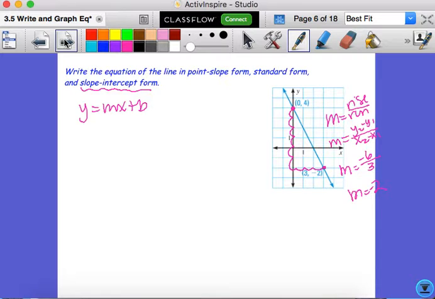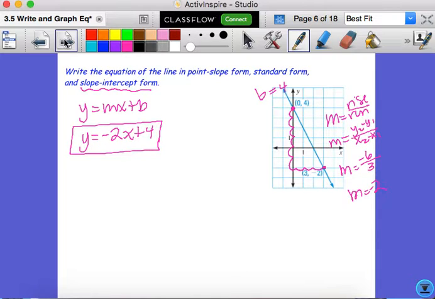So I know my slope is negative 2. I know my b value is 4. So my formula is going to look like y equals negative 2x plus 4. And I've given this equation now in slope-intercept form.